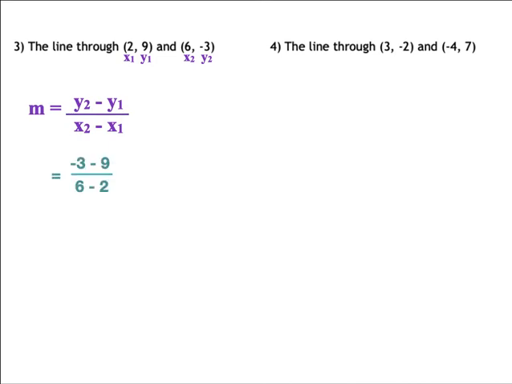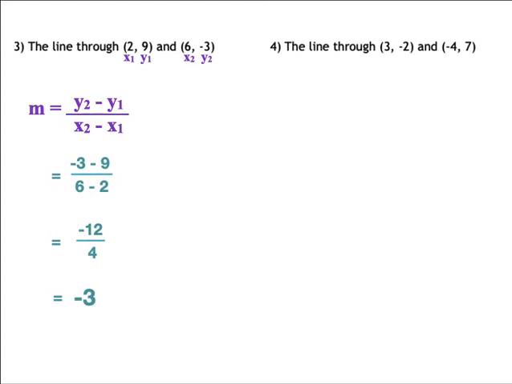y2 minus y1 would be -3 minus 9. x2 minus x1 would be 6 minus 2. And then you simplify each part of the fraction. -3 minus 9 is -12. 6 minus 2 is 4. That actually simplifies to a whole number, so you can figure out that the slope of the line between those 2 points is -3.